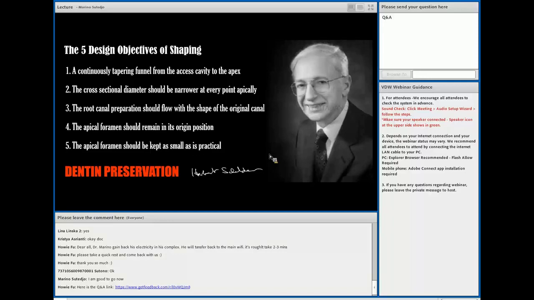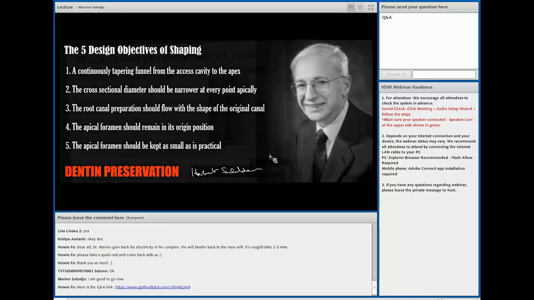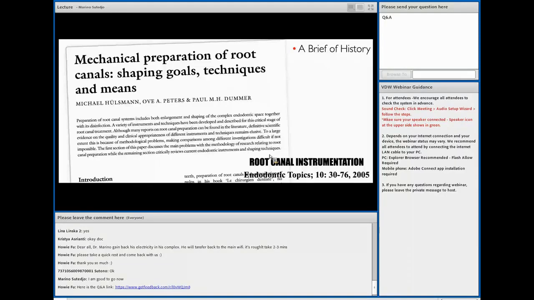Schilder also understood this. That's why he didn't say we should maintain the apical foramen as small as possible, or as small as number 20 or 25 or 30 or 35, because every case is different. That's why we need to think about as small as practical all the time.